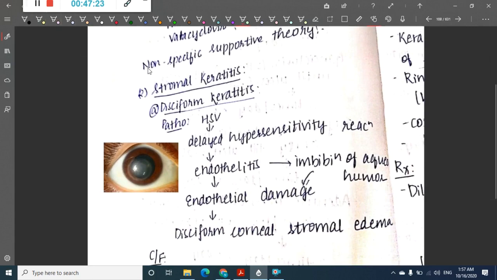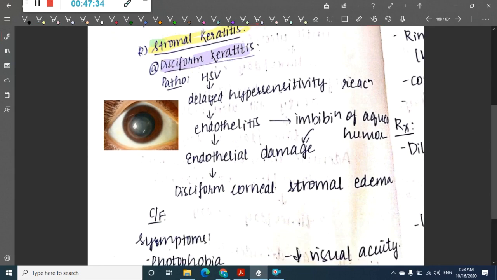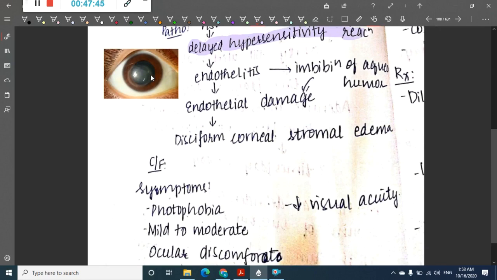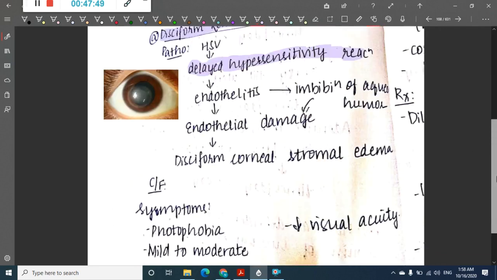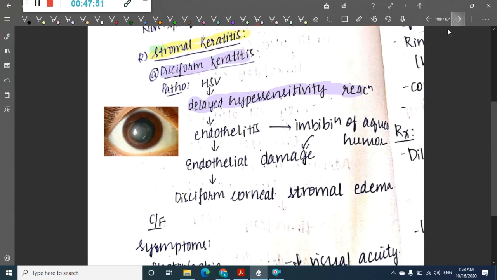Then the second type is stromal keratitis. In this stromal keratitis we have different types. One of them is disciform keratitis. This disciform keratitis occurs due to delayed hypersensitivity reaction. So if you see here, you can see a round disc shaped lesion. That is disciform keratitis.